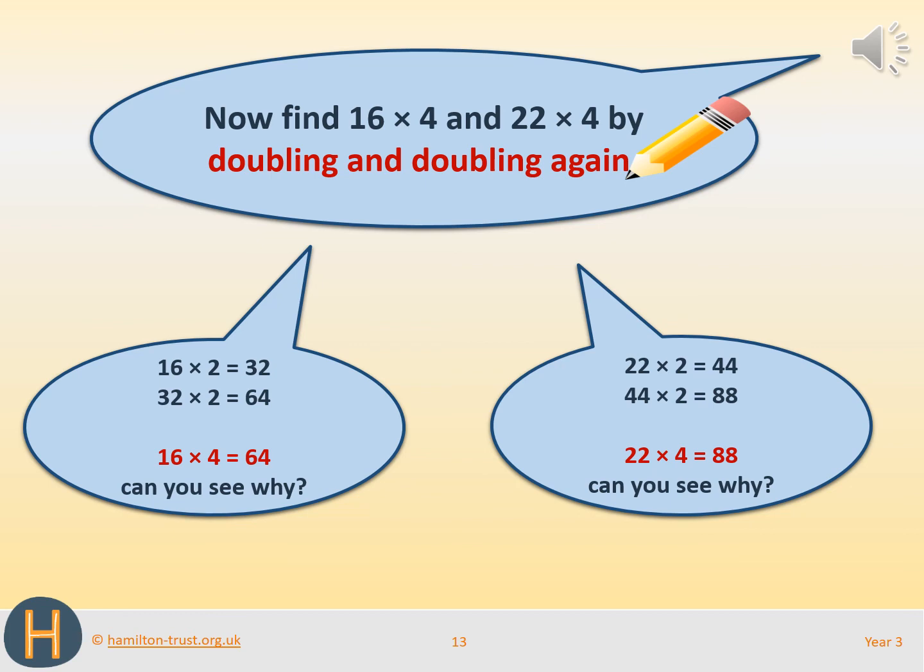Let's look at the next one, 22 times 4. Double 22 is 44, then we double 44, we get 88. So 22 times 4 is 88.